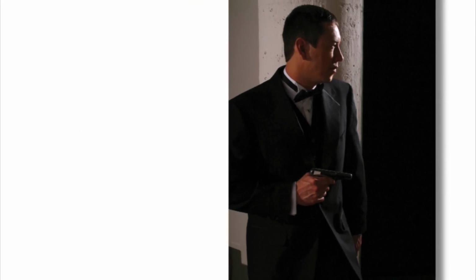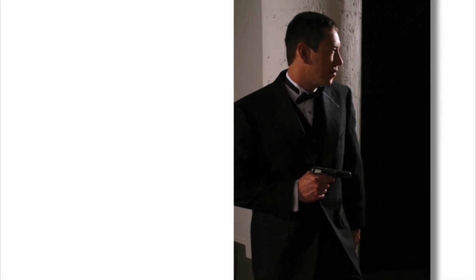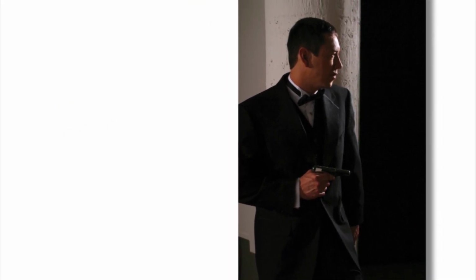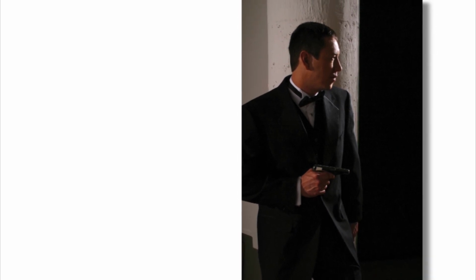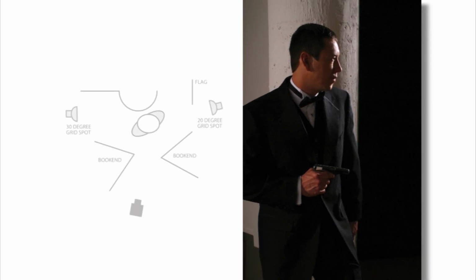Here's a classic secret agent shot. The main light, fitted with a 20-degree grid, was placed to create the highlight on his face. The kicker, falling from behind, had a 30-degree grid. Bookends on each side picked up stray light and opened the shadows. A small vertical flag was used to tone down the main light striking the column.